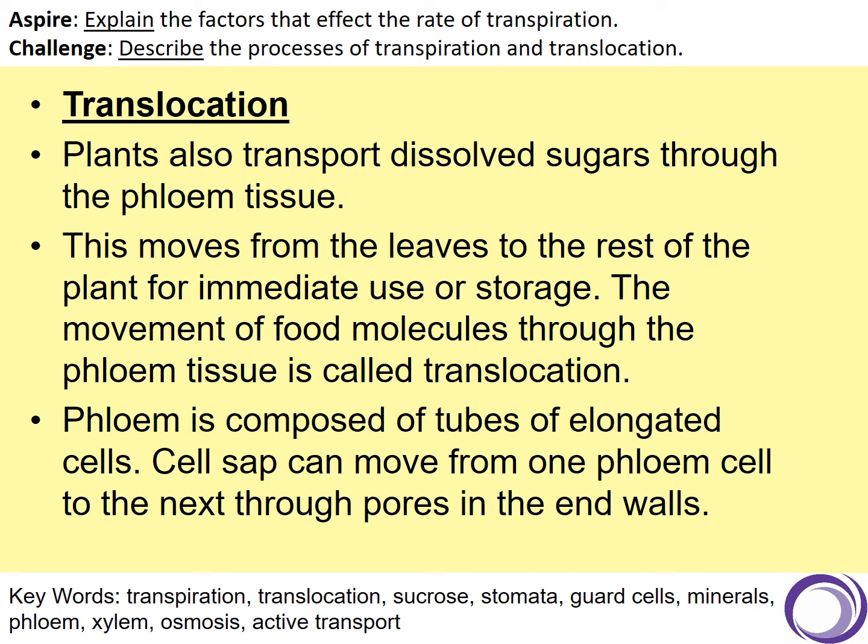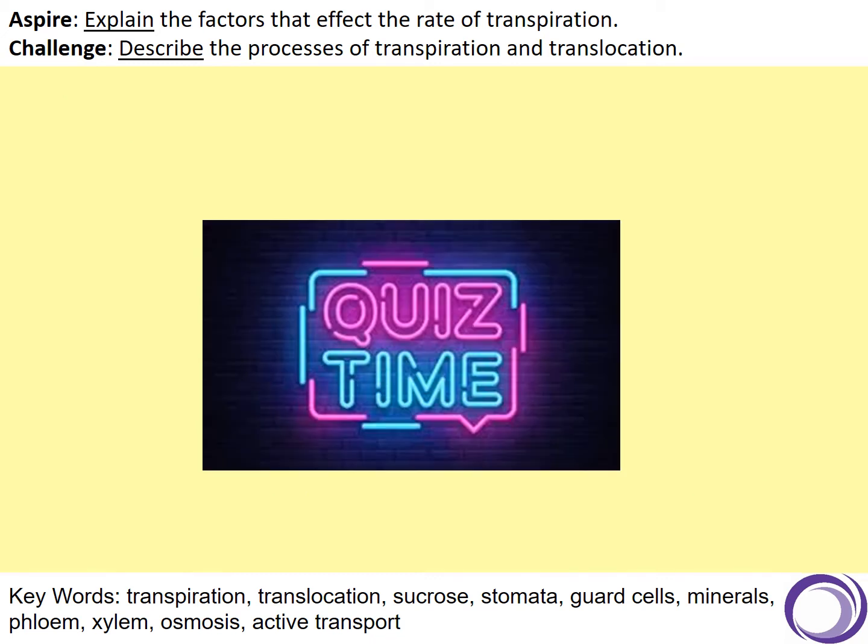Now the phloem is made up of these really long cells, and the cell sap, that glucose syrup nearly, can move through these little pores at the ending. Now the phloem is a living tissue, not like the xylem, which is dead tissue.